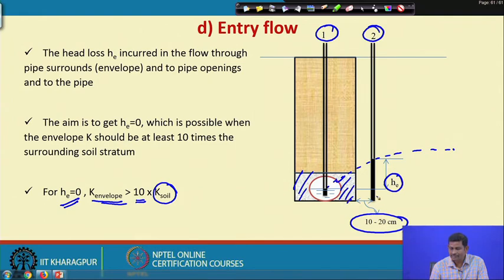So, if you install a piezometer 10 to 20 centimeters nearer to the drain, the difference in the two water levels will give the H e. Okay. That way we can estimate H e, or you can also minimize H e by knowing the hydraulic conductivity of the soil and estimating the K envelope by multiplying it by 10.